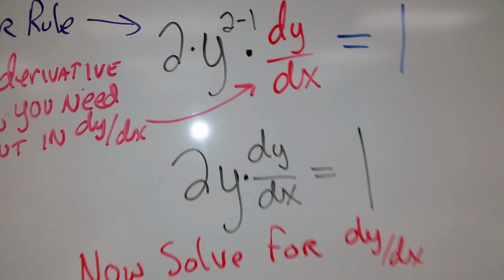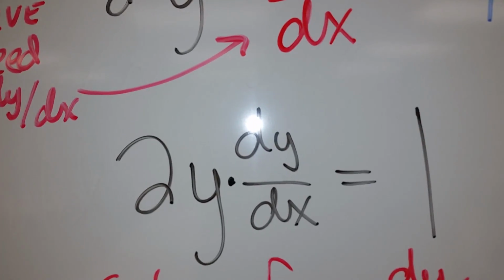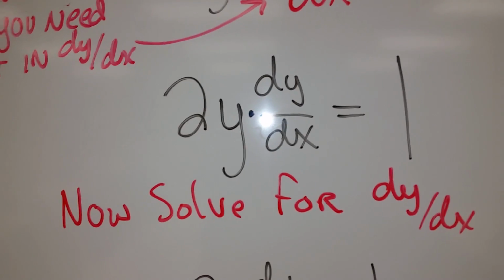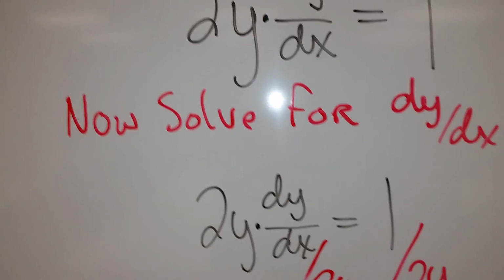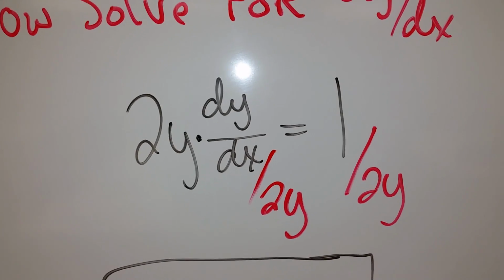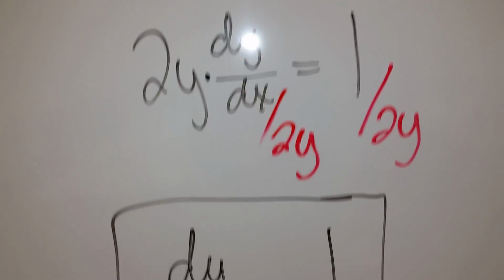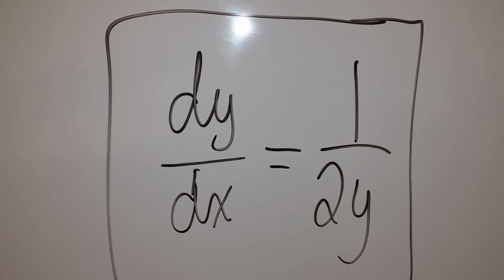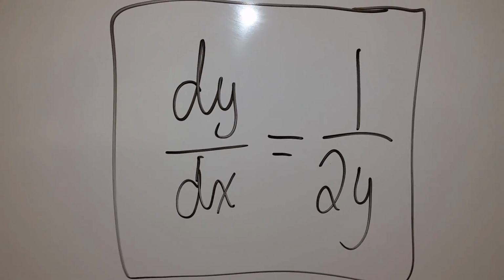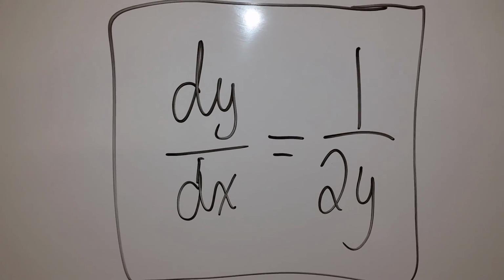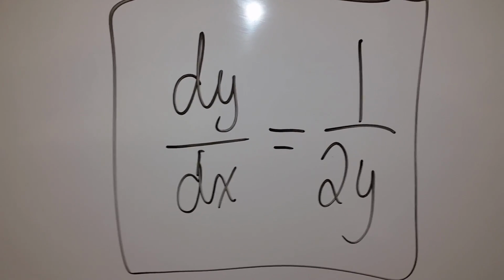So we have that, but we are not done. We're done once we have it solved for dy dx. It's getting multiplied by something, and we get rid of a multiplication by dividing the thing away. So we divide each side by 2y, and now we get dy over dx is 1 over 2y. That is our derivative with respect to x. If this was an application problem, this is what we would use moving forward.